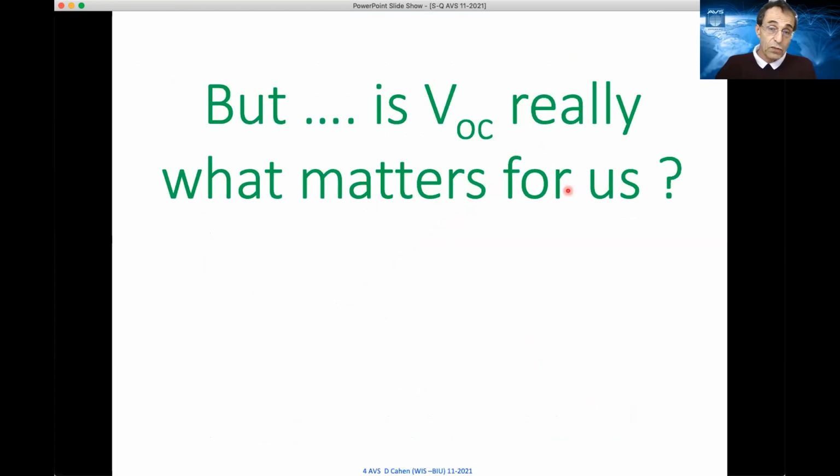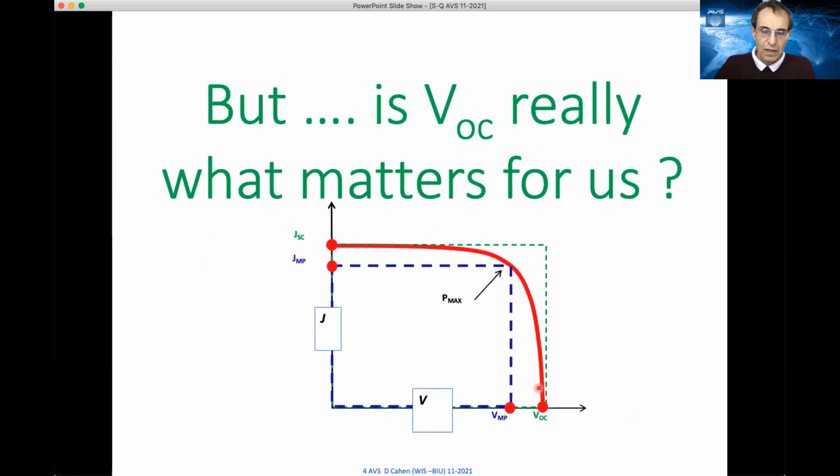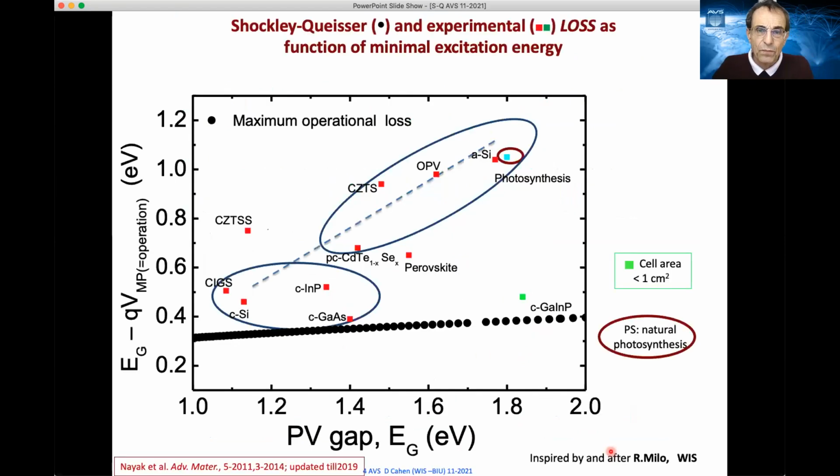So much for the open circuit voltage, because it's really not what matters most for us. We want to get power out in photovoltaics. And therefore, we're really interested in the maximum power voltage and the maximum power current. If we look at the total power compared to what the photon energy was that is put in, the threshold energy, and see what we lose.